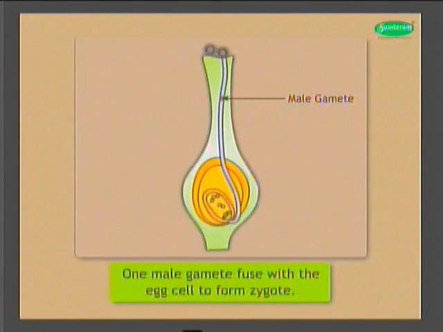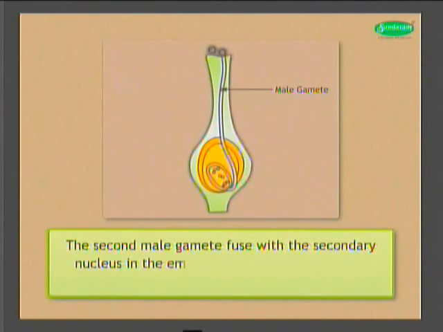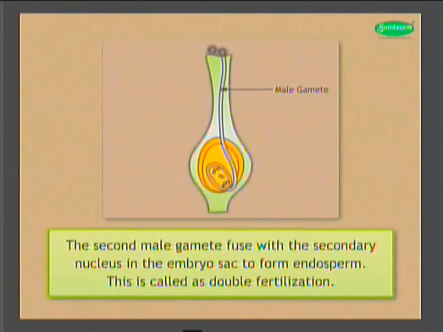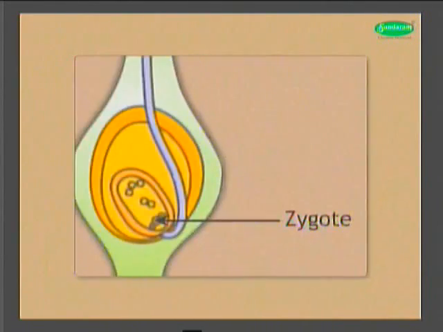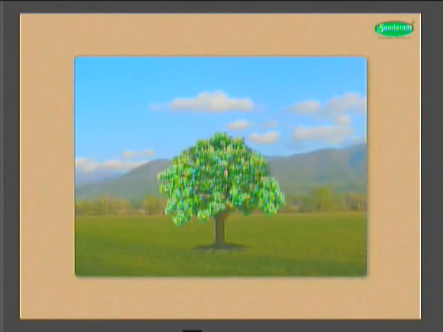One male gamete fuses with the egg cell to form the zygote. The second male gamete fuses with a secondary nucleus in the embryo sac to form endosperm. This is called double fertilization. The zygote develops into an embryo and the endosperm serves as nutritive tissue for the growing embryo. This embryo is capable of growing into a new plant.